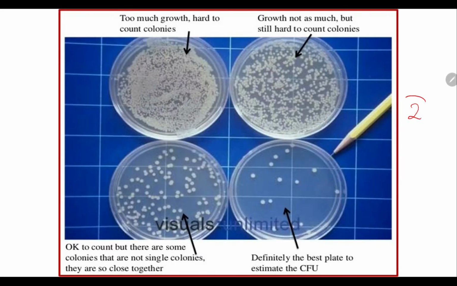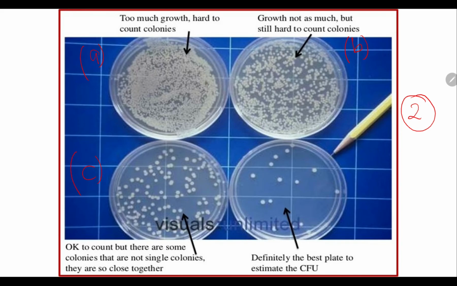This is the second method, which is the direct method using the plate, the plate count method. For this one we have to use the naked eye only. We have four examples of the plate. Plate A, too much growth, hard to count the colonies. It's true, right? It's too many, how do we count how many are here? Plate B, the growth is not as much as plate A, but it is still hard to count the colonies, because some are still clumped together. So it's very hard to count.